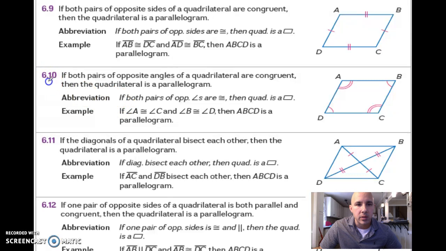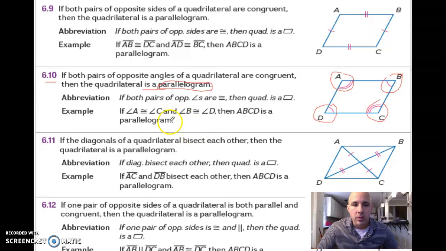Our second condition for parallelograms, this is going to be 6-10. If both pairs of opposite angles are congruent, so let's say angle D and angle B, and again it has to be both pairs, so angle A and angle C, then we can safely say that the quadrilateral is a parallelogram. If you have any questions with this second condition, please let me know.